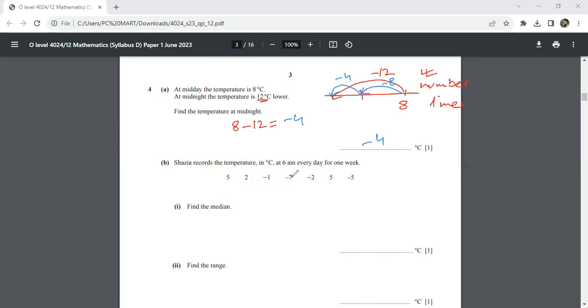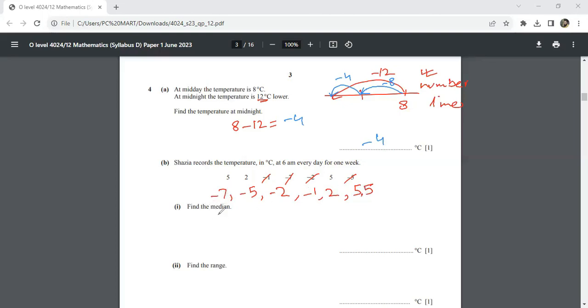The smallest one over here is -7. So -7 will come first, then -5, then -2, then we have -1. Then we have 2, and two 5s are over there. We have to arrange them like this in ascending order. And you have to find the median.